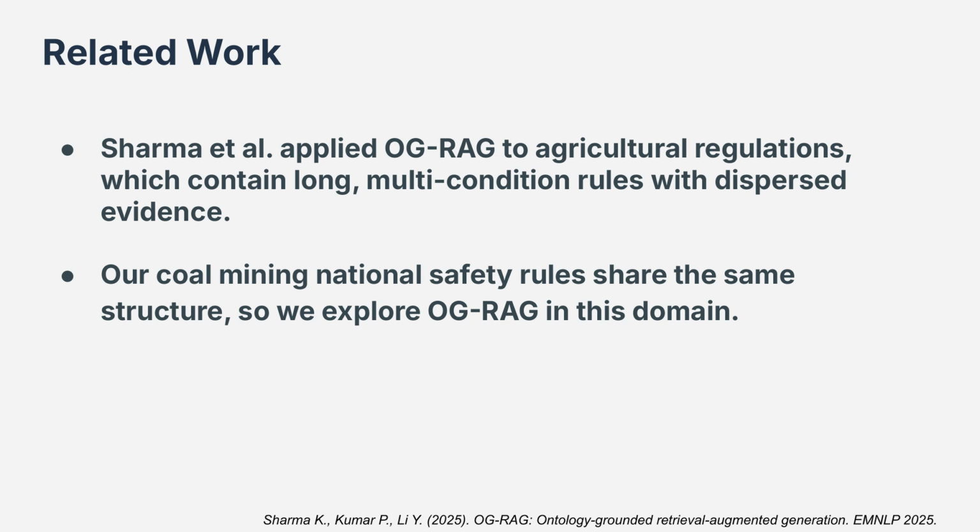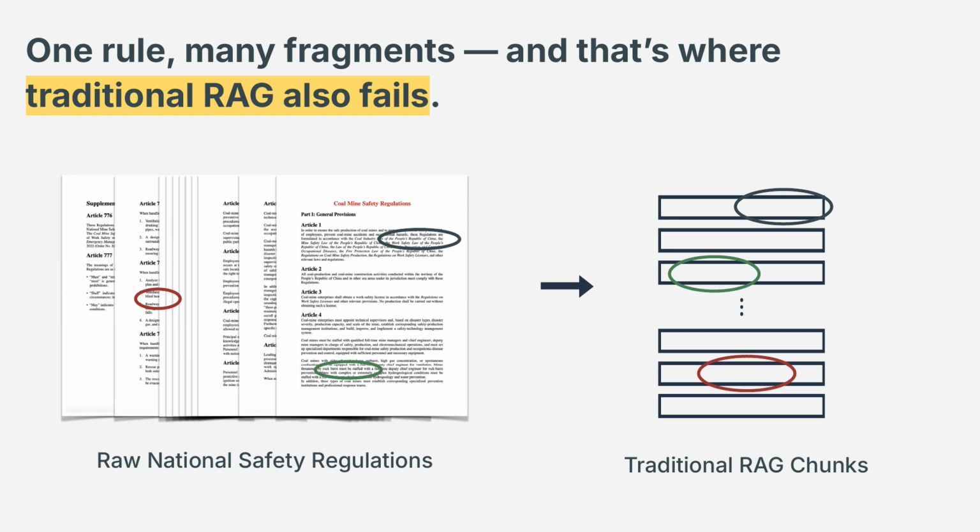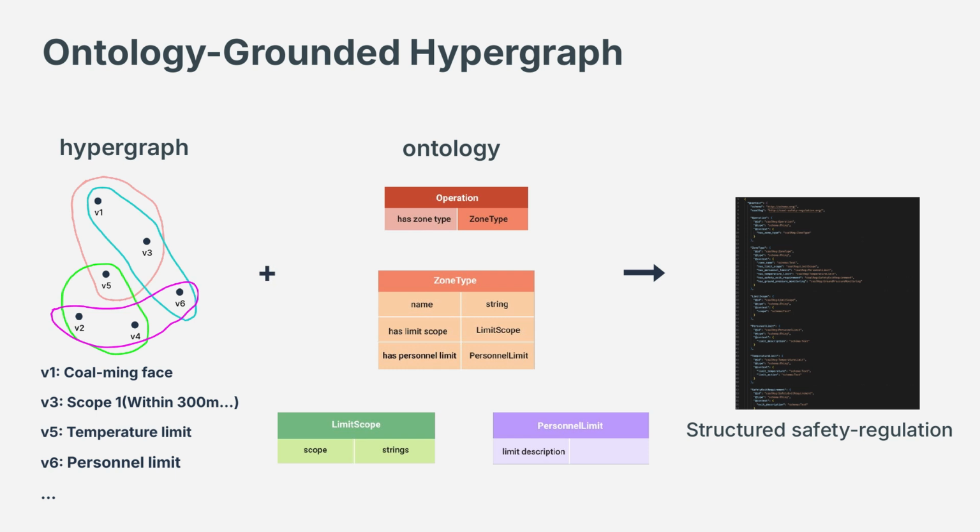This problem also appeared in previous work. A recent paper used OG-RAG to handle this issue, so we tested the same idea in our domain. The paper highlights that traditional RAG can't retrieve a full rule when these conditions are scattered. Inspired by the prior work, we introduce a data structure in which we reorganize our safety regulations in that schema, which is an ontology-grounded hypergraph.